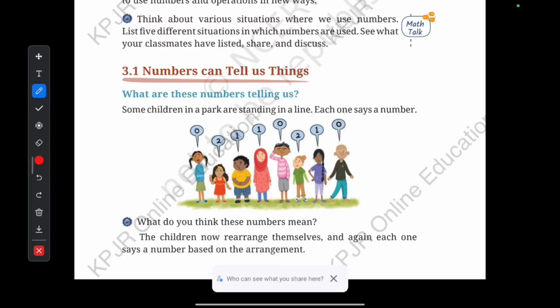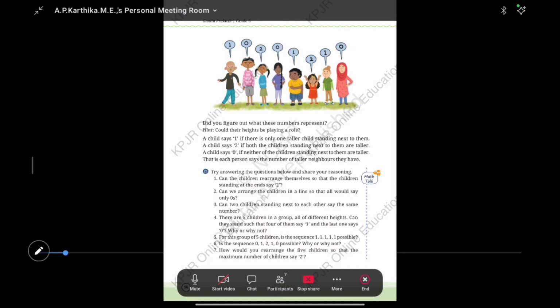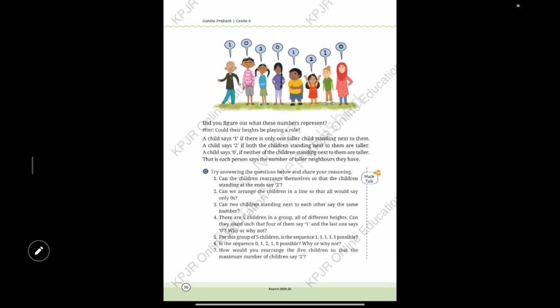Next. Each person says the number of taller neighbors they have. So they have to say the number of taller people next to them. Okay? See here, what is the rule given? The child says 1 if there is only one taller child standing next to them. So the first person has one taller child standing next to them, correct? So what will the child say? 1, 2 or 0?